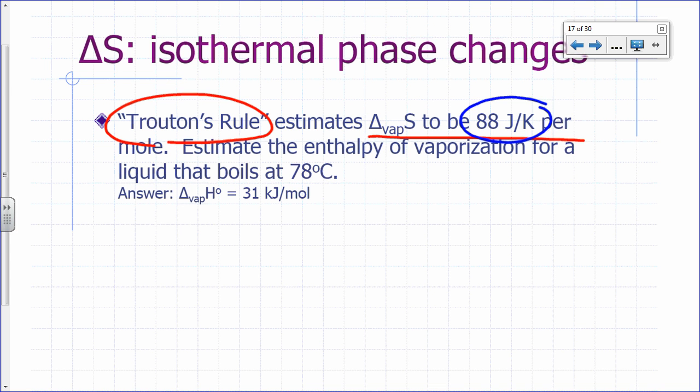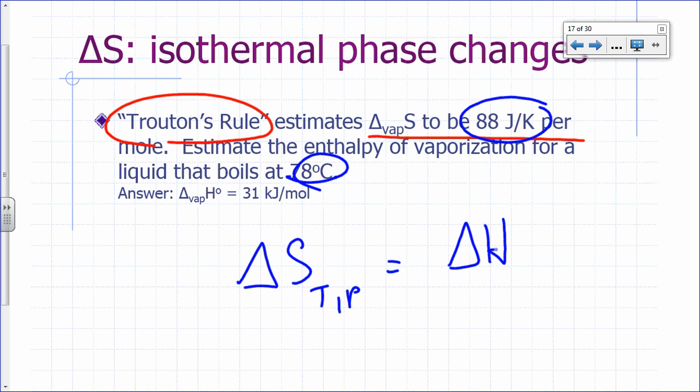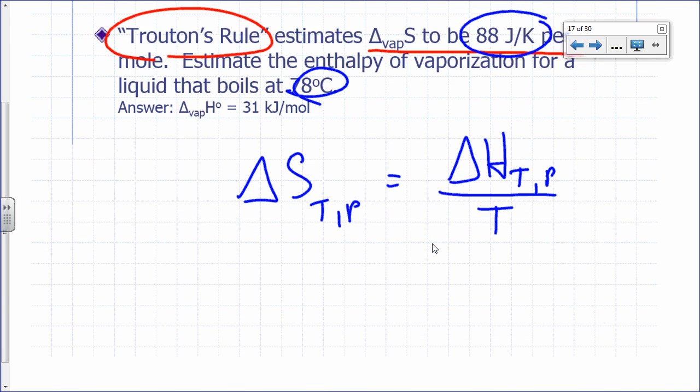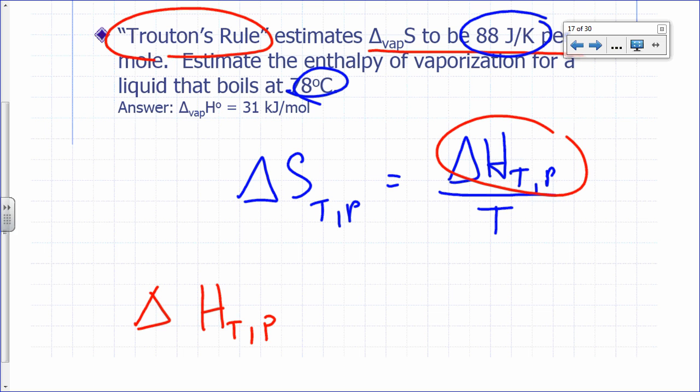Okay, so let's estimate the enthalpy of vaporization of a liquid that boils at 78 degrees. Well, delta S at constant temperature and pressure is just equal to delta H at constant temperature and pressure divided by T. So what's the delta H vaporization? How do I solve for delta H vaporization? Delta H vaporization at constant temperature and pressure is approximately equal to T times delta S. It's equal to, not approximately equal to. It's equal to T times delta S at constant temperature and pressure.